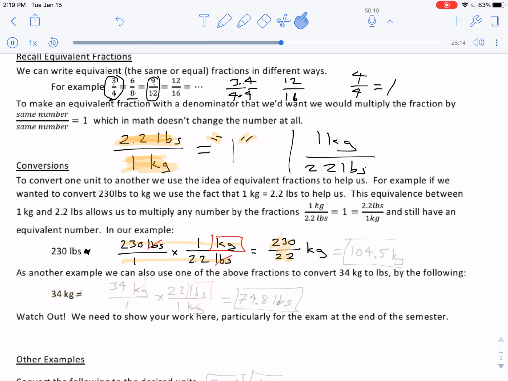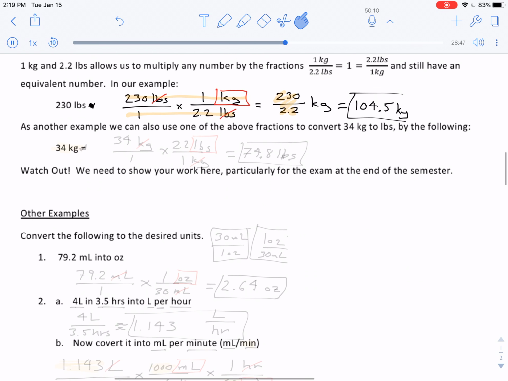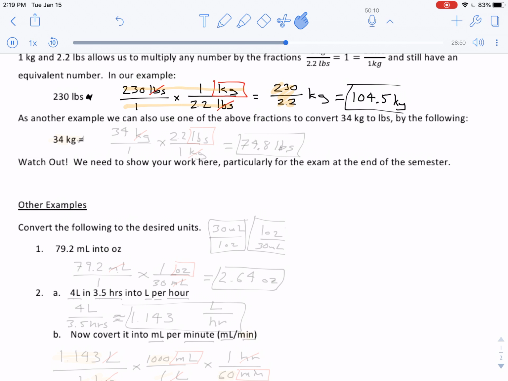So now we need our calculator. I don't have my calculator out, so here we go. I'm going to take 230 and divide by 2.2, and it equals 104.5 if I round appropriately. Kilograms is what we're talking about, kg. All right, and this is my answer. Hopefully that makes sense, because we are going to be converting quite a lot in this.